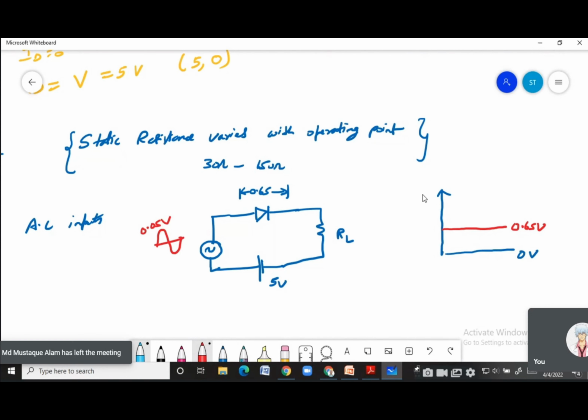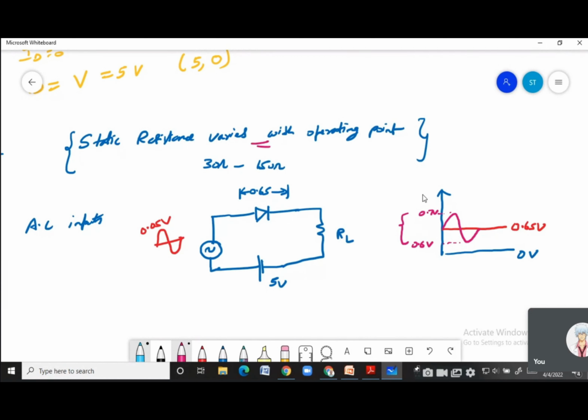So what would happen now? I have an AC signal, so it is 0.65 plus 0.05, which gives a 0.7 volt variation, and 0.65 minus 0.05, which gives 0.6 volt. So due to the applied AC signal, the voltage across the diode is not fixed, but rather it is varying between 0.7 and 0.6 volts. The operating point is varying between 0.6 and 0.7 volts.